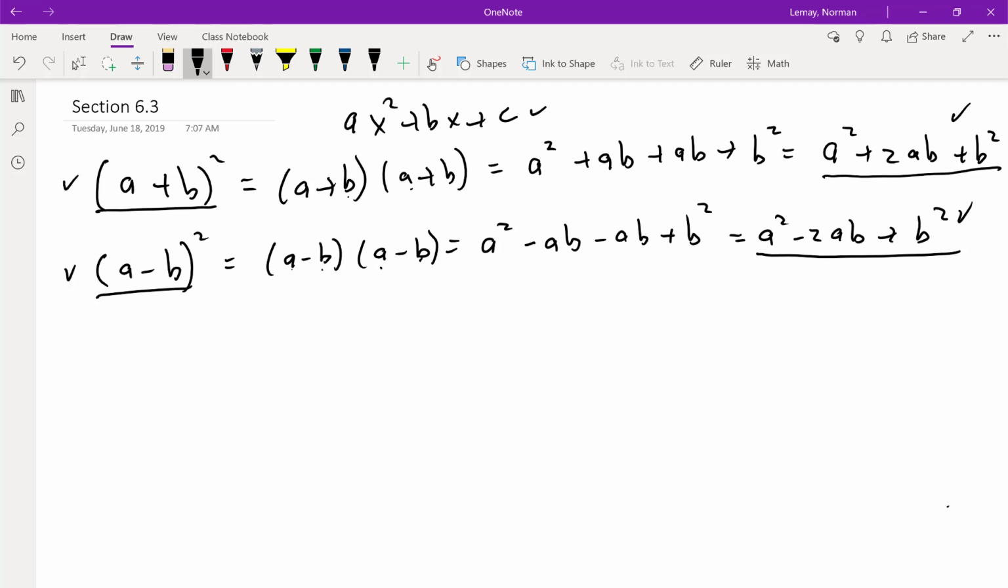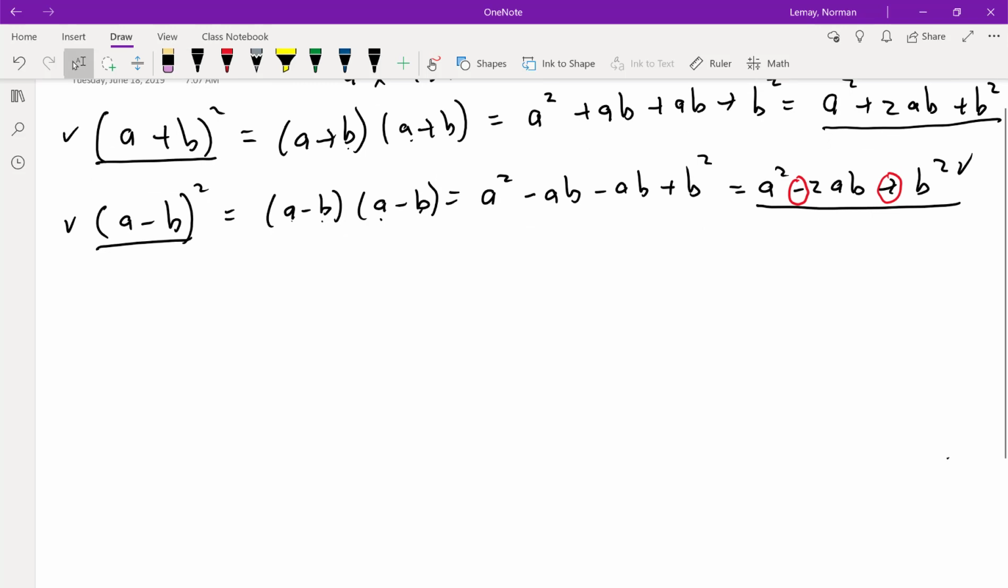Here's something I also want to key in on: everything here involves pluses, but this middle term right here has a subtraction. And this last term is positive, so it has to be in this form. So let's take a look at some examples to get an idea of what's going on.